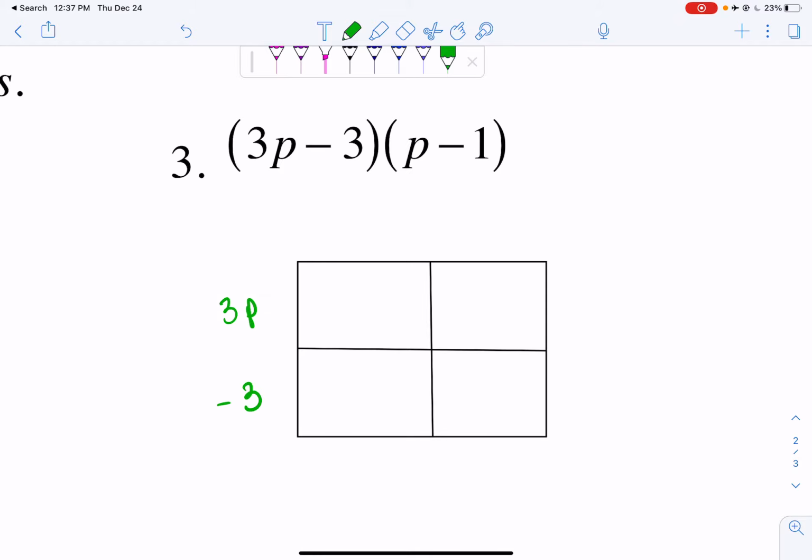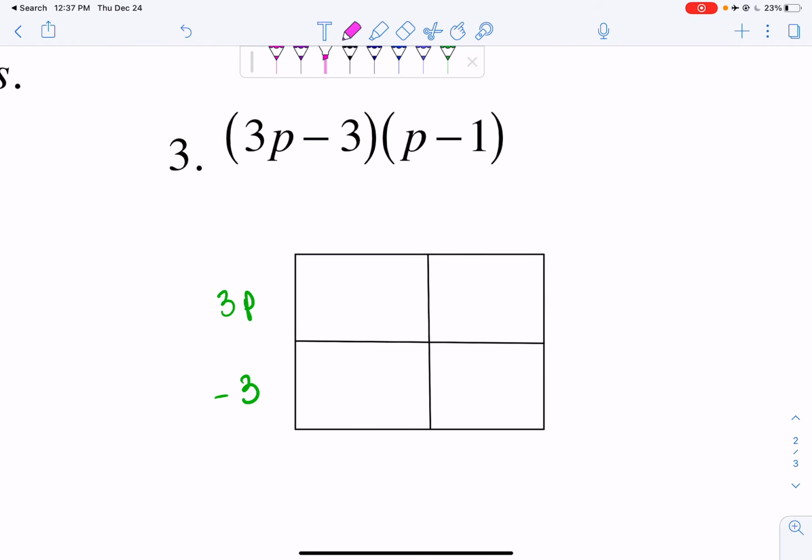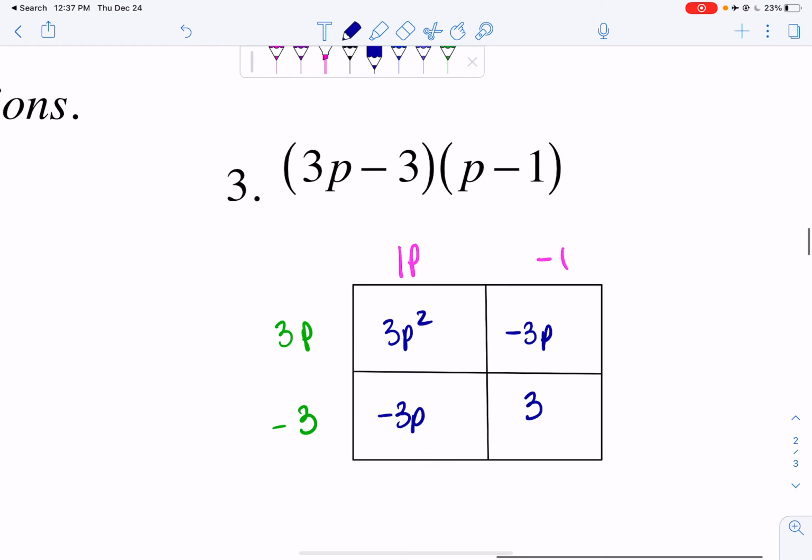So I have 3p minus 3. And then I have p minus 1 up top. Remember, this is really a 1p. So I ask myself, 3p times 1p? Well, 3 times 1 is 3, and p times p is p squared. 3p times a negative 1? Well, that'll give you a negative 3p. Negative 3 times 1p? That'll give me another negative 3p. And then negative 3 times negative 1 will give me a positive 3 because 2 negatives make a positive.